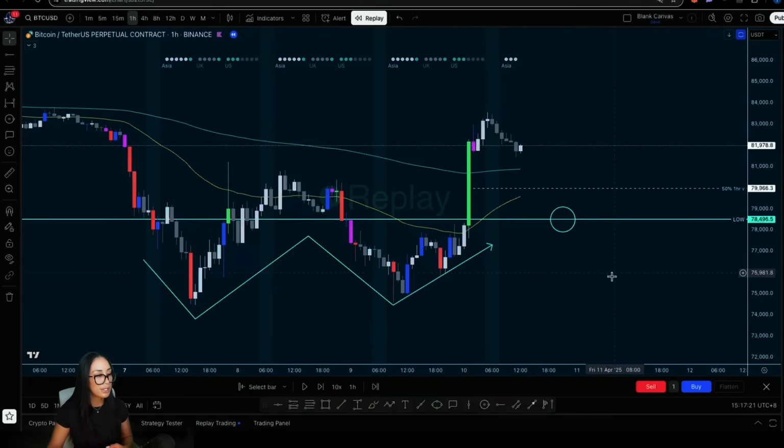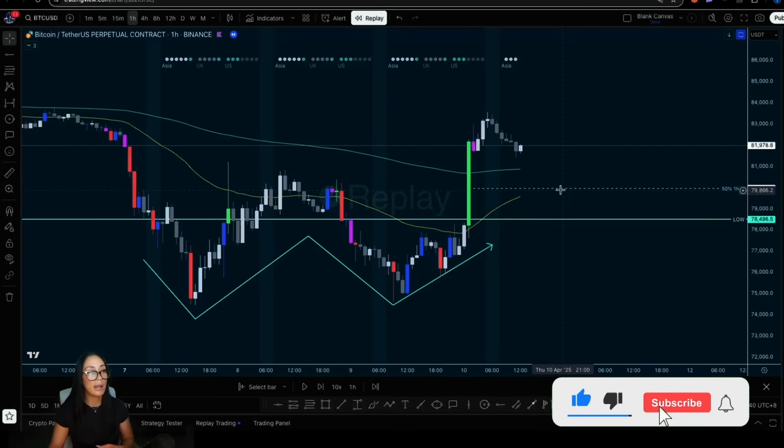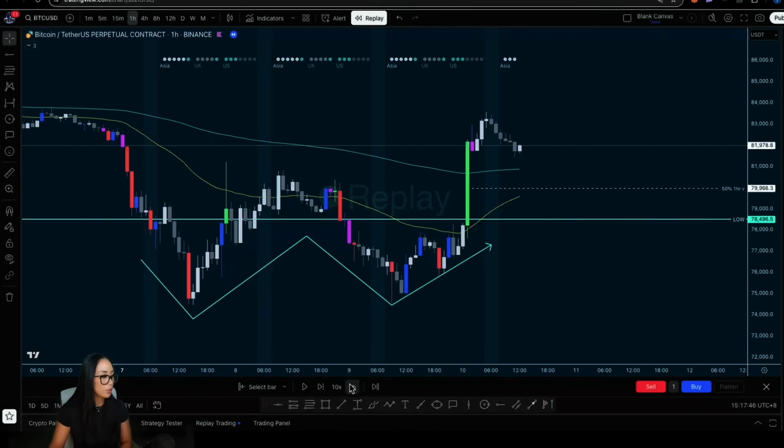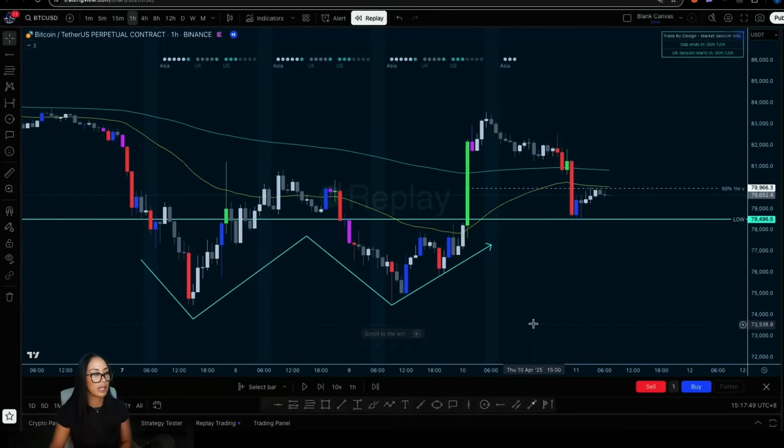If price drops that one, I'm going to pay attention to this one. So ideally, I want to see my pullback entry at one of these zones. So let's play this forward. Okay, so that happened fast. So price broke straight through our first area of interest.